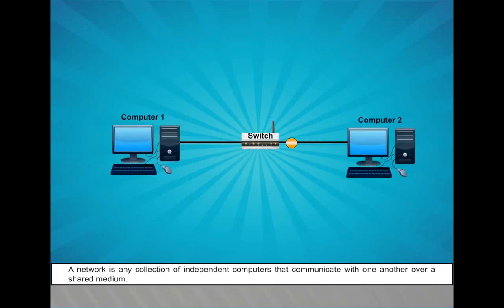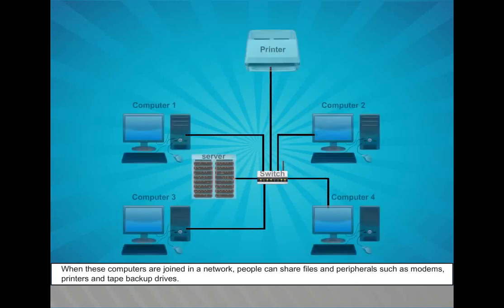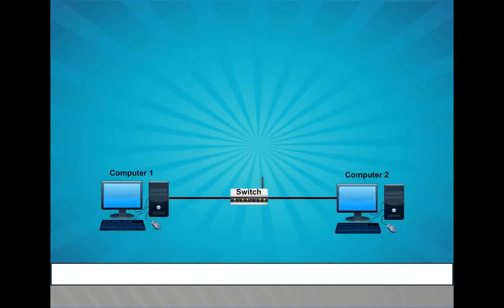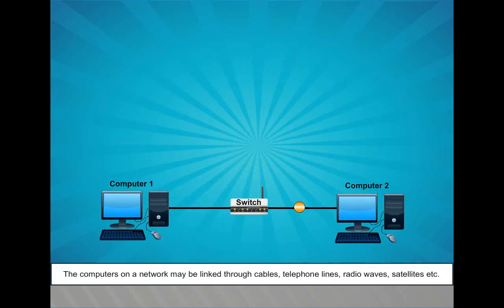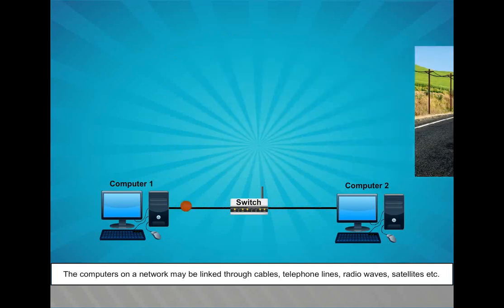A network is any collection of independent computers that communicate with one another over a shared medium. A computer network is a collection of two or more connected computers. When these computers are joined in a network, people can share files and peripherals such as modems, printers, and tape backup drives. The computers on a network may be linked through cables, telephone lines, radio waves, satellites, etc.